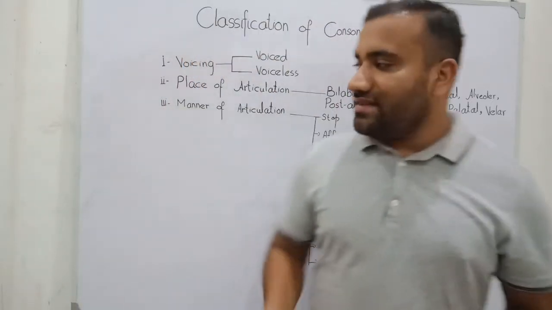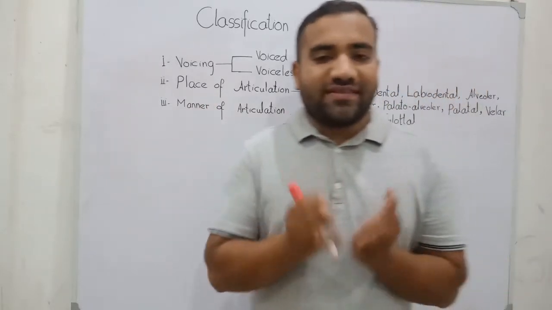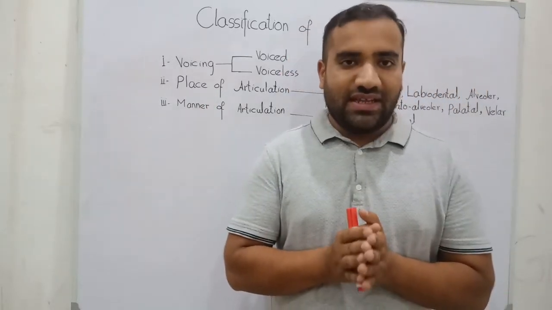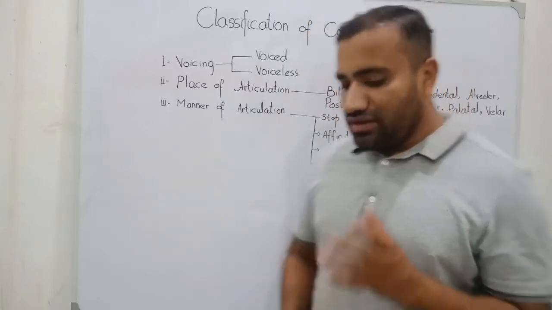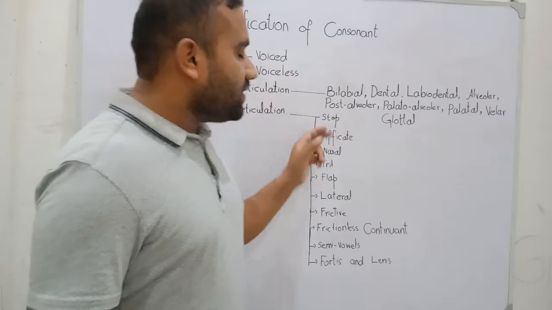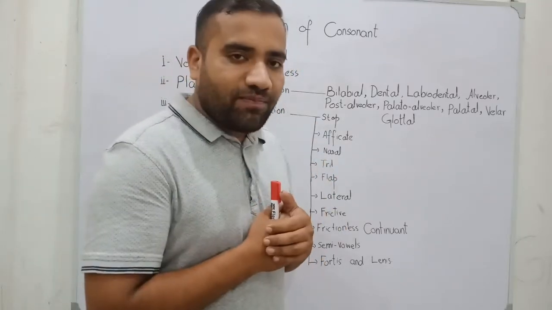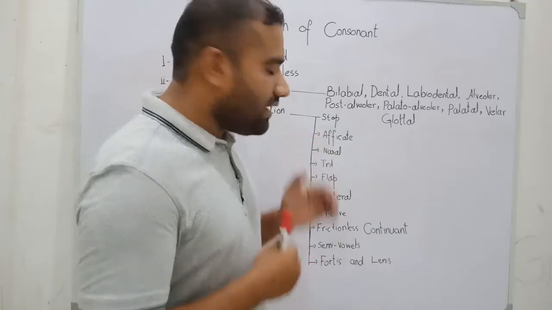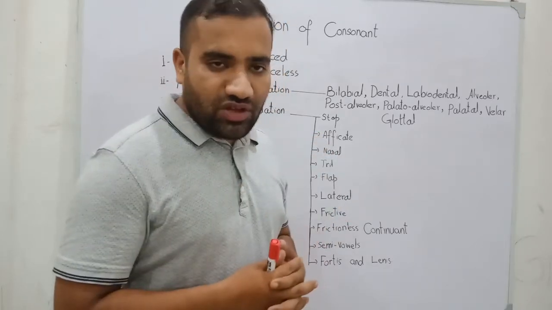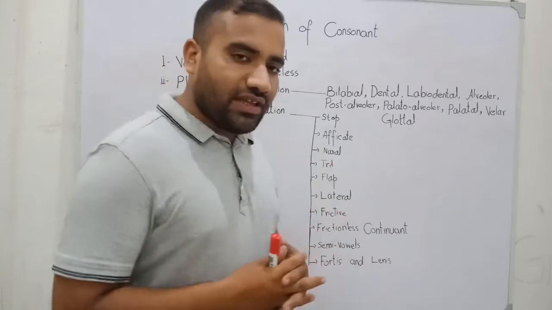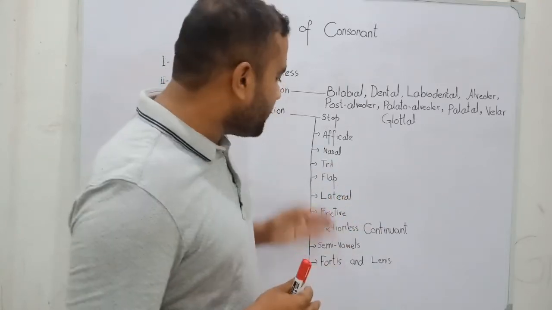The next one is the manner of articulation. How the sounds are produced. We can say that the sound is produced when we make a stop, in a stoppage manner. Affricate, it is a manner. In this way, the sounds are produced. Nasal, in the nasal way, the sounds are produced.